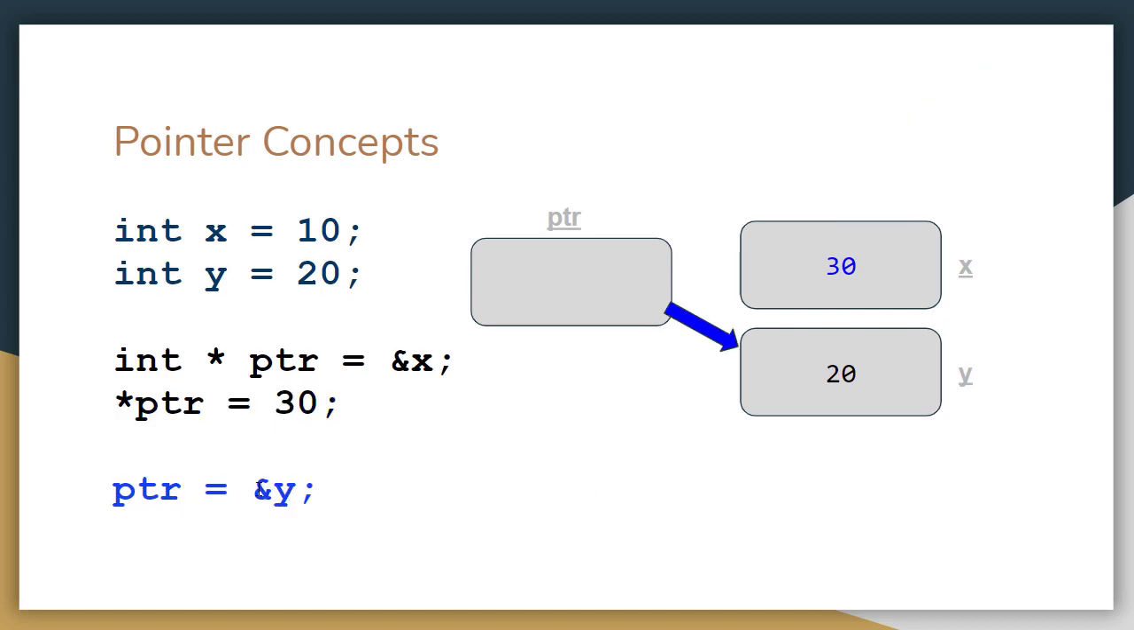Now, when I say pointer is equal to the address of y, that means pointer is now pointing to y because it's holding the address of y. We'll see what that looks like in memory a little later. And just like I did with x, I can change y by dereferencing pointer and assigning 40 to that result. So this puts 40 into y.